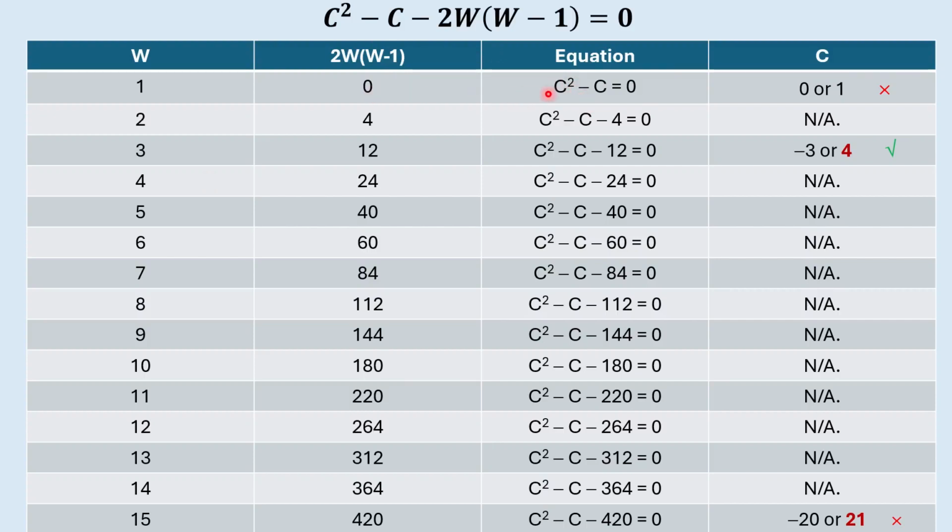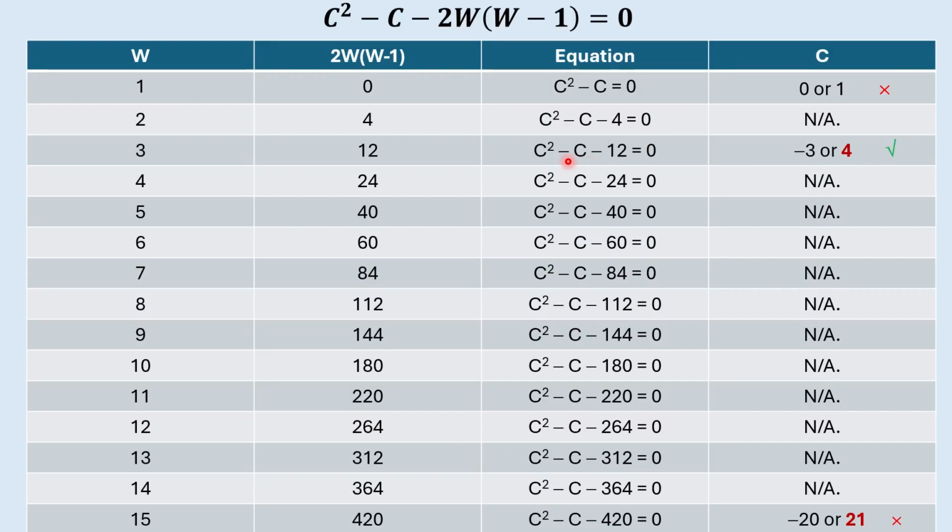For example, for the first one, it's C squared minus C is equal to 0. We can easily solve it. C is equal to either 0 or 1. However, it is not possible because Mrs. Smith cannot just have one cat. Okay, so we have to discard this answer. And the second one, C squared minus C minus 4 is equal to 0. So no matter whether you use the factorization method or the formula method, you will see there are no integer solutions for this question. So that means we have to forget about it.